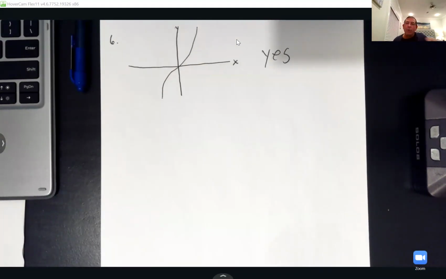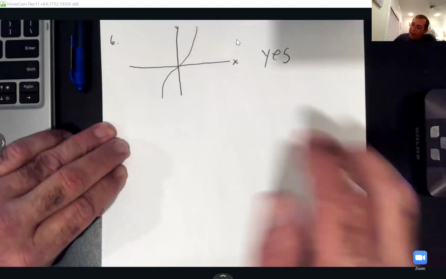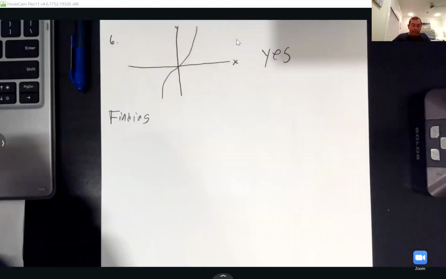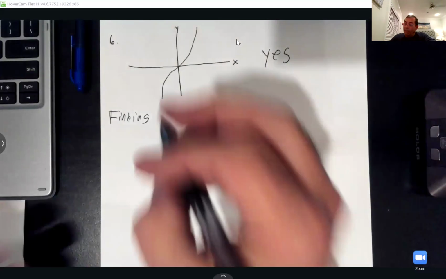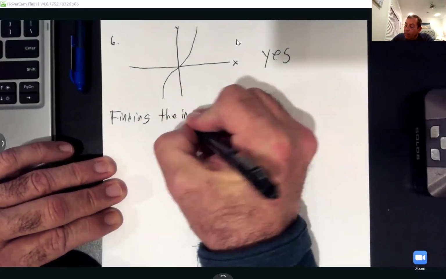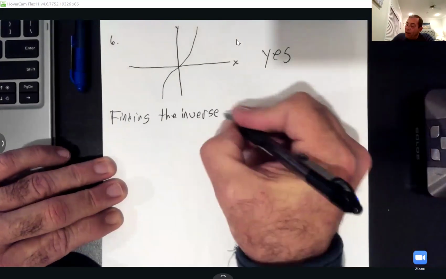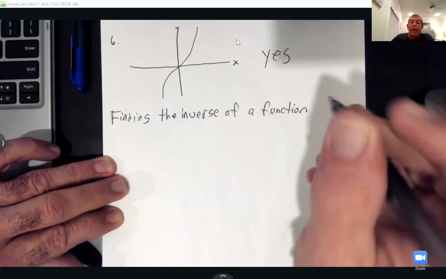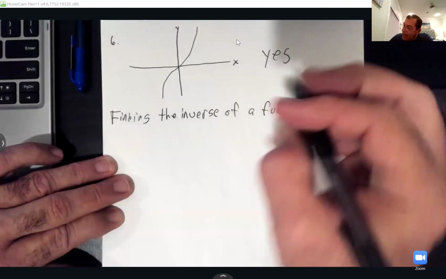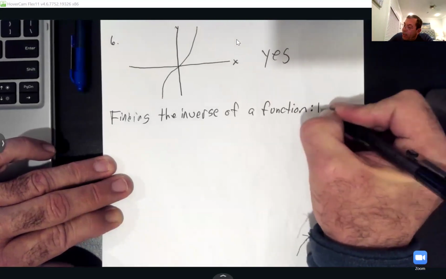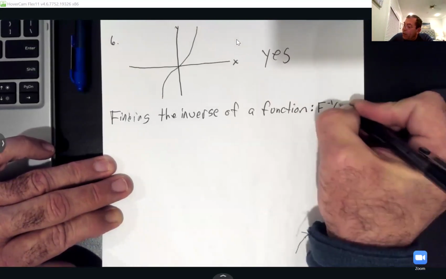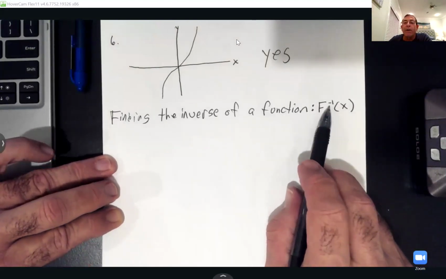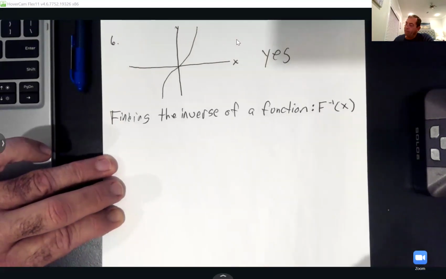All righty, so let's get to what today's about. The big thing about today is finding the inverse of a function. Now, inverse notation is like f of x, but we use f^-1 of x. This is what we call inverse function notation, okay?